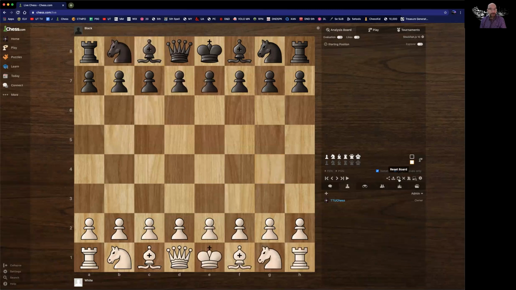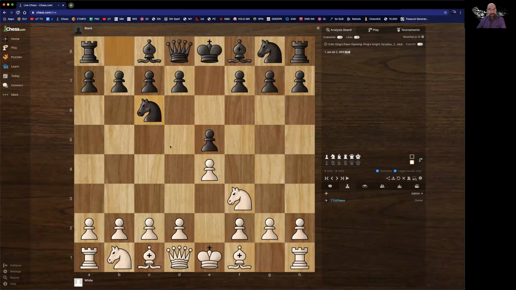We've talked about skewers, and we've talked about pins. Let's talk about forks. Forks appear a great deal in our games, and I'll go ahead and set up a position for you right now.